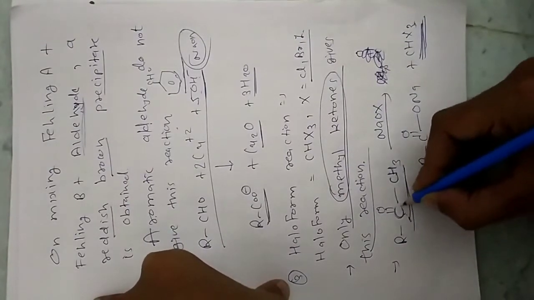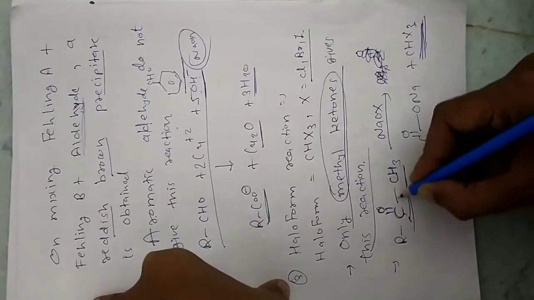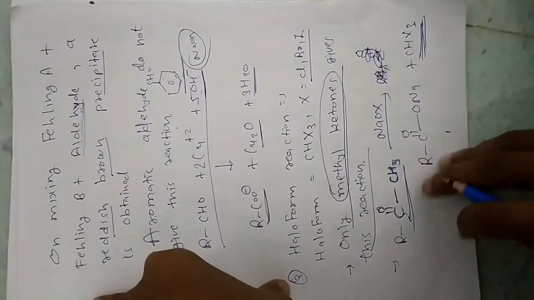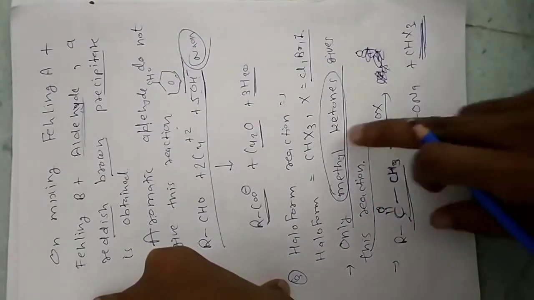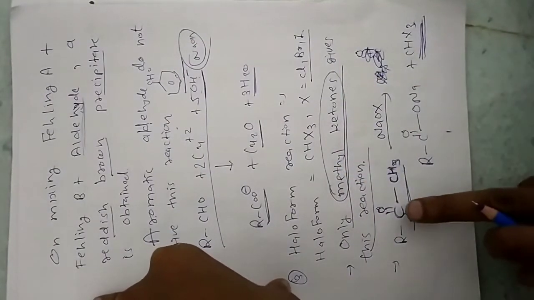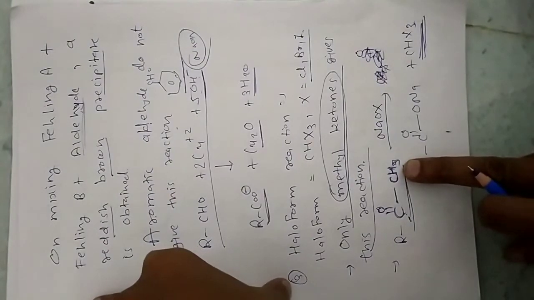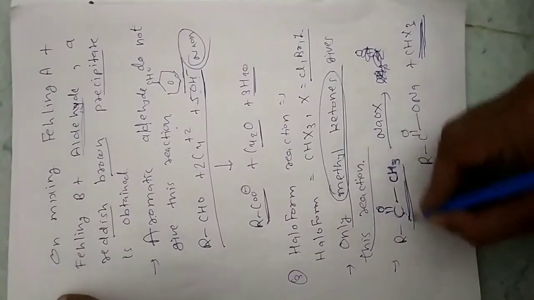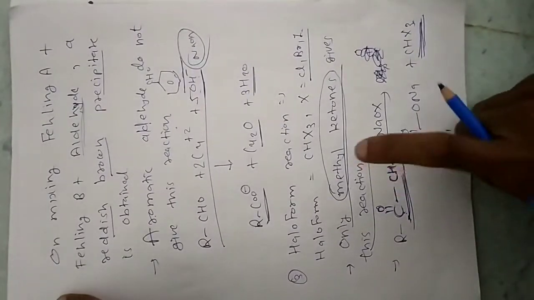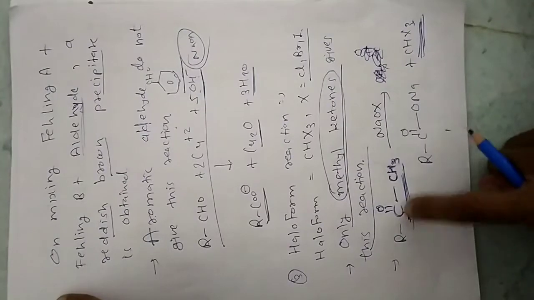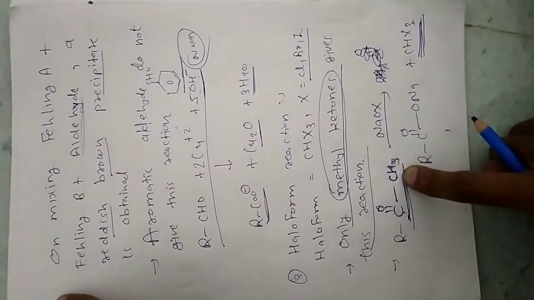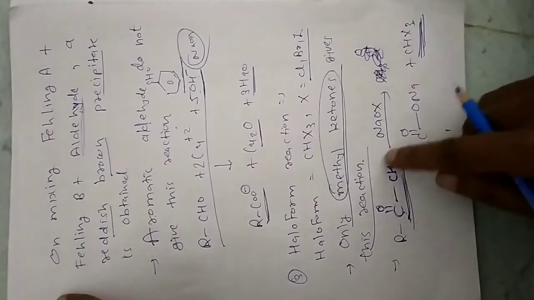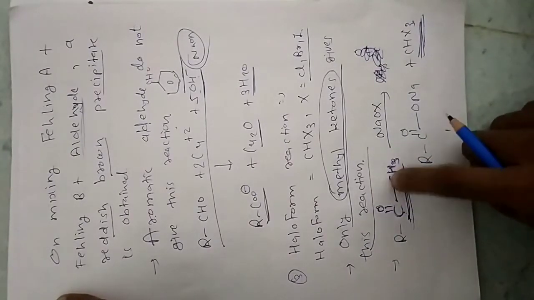In this structure we have a ketone group. On one side of C double bond O we have a methyl group CH3. It is compulsory in a methyl ketone that on one side of C double bond O we have a CH3 methyl group. It is called methyl ketone. Again, what is methyl ketone? On one side of C double bond O we have CH3. On the other side the carbon chain can be anything.